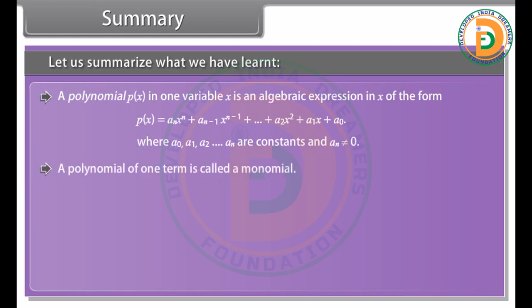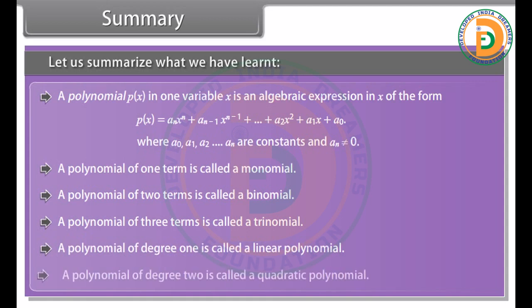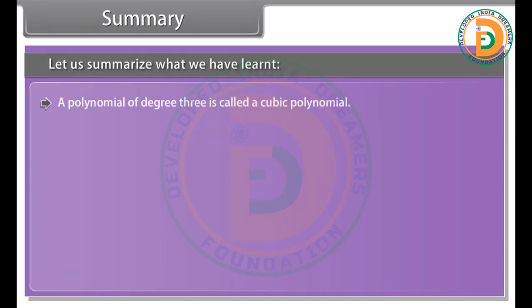A polynomial of one term is called a monomial. A polynomial of two terms is called a binomial. A polynomial of three terms is called a trinomial. A polynomial of degree 1 is called a linear polynomial. A polynomial of degree 2 is called a quadratic polynomial. A polynomial of degree 3 is called a cubic polynomial.